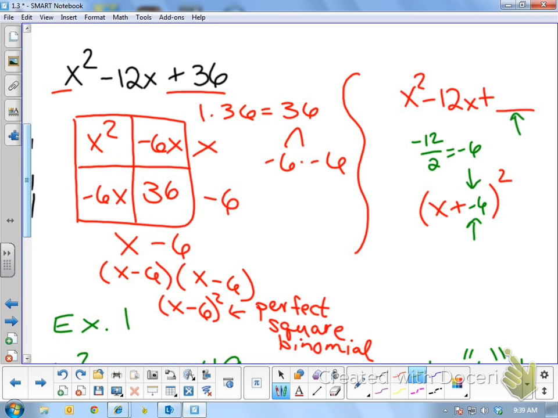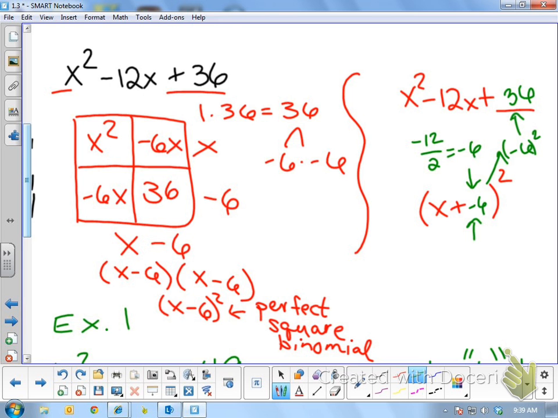Negative 6 times negative 6. Now we square it. If I do negative 6 squared, negative 36, well, positive 36. So we actually had to find the perfect square binomial first and then go to 36.